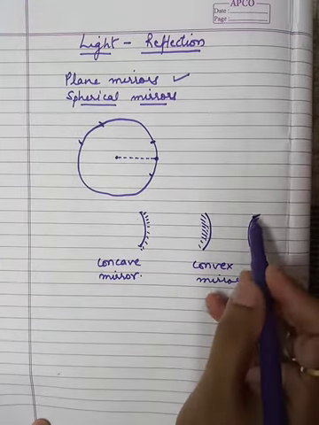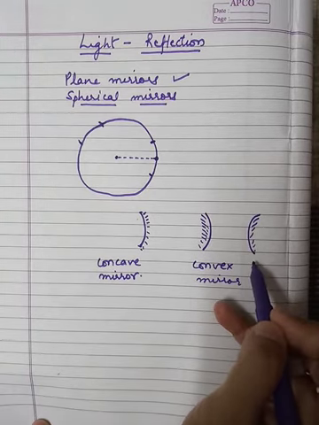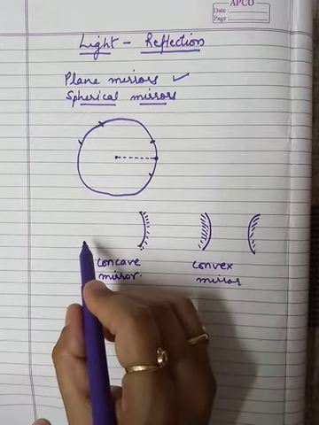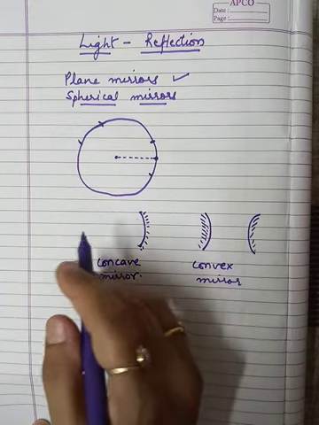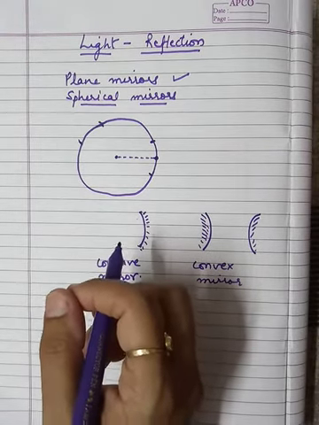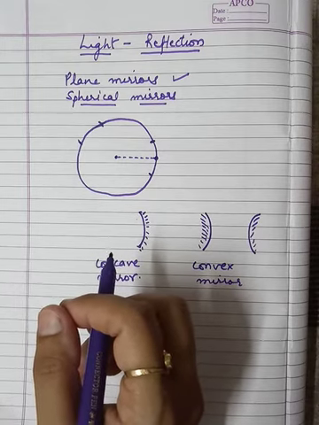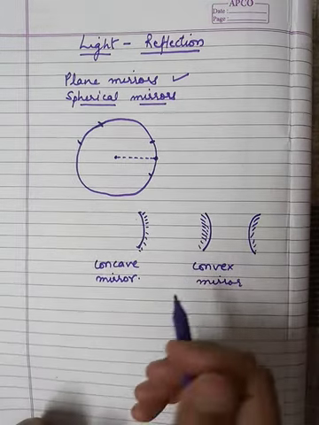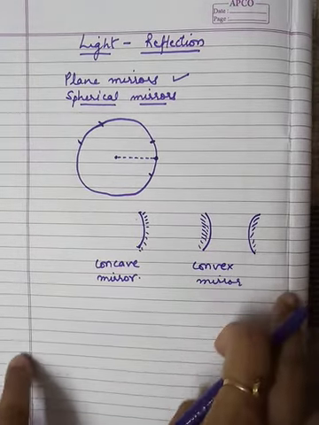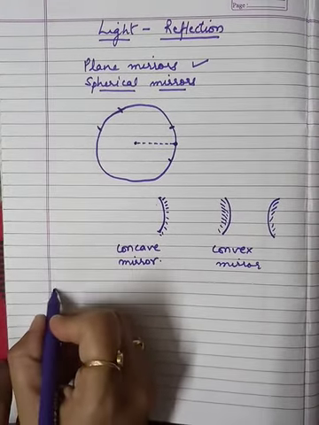We have taken this format because every time we consider that the object is placed towards the left side, or we can say the light is coming from the left side. This is according to the sign conventions. So for sign conventions and to understand the terms related to these mirrors, we will consider a few important parameters or terms that we should understand.